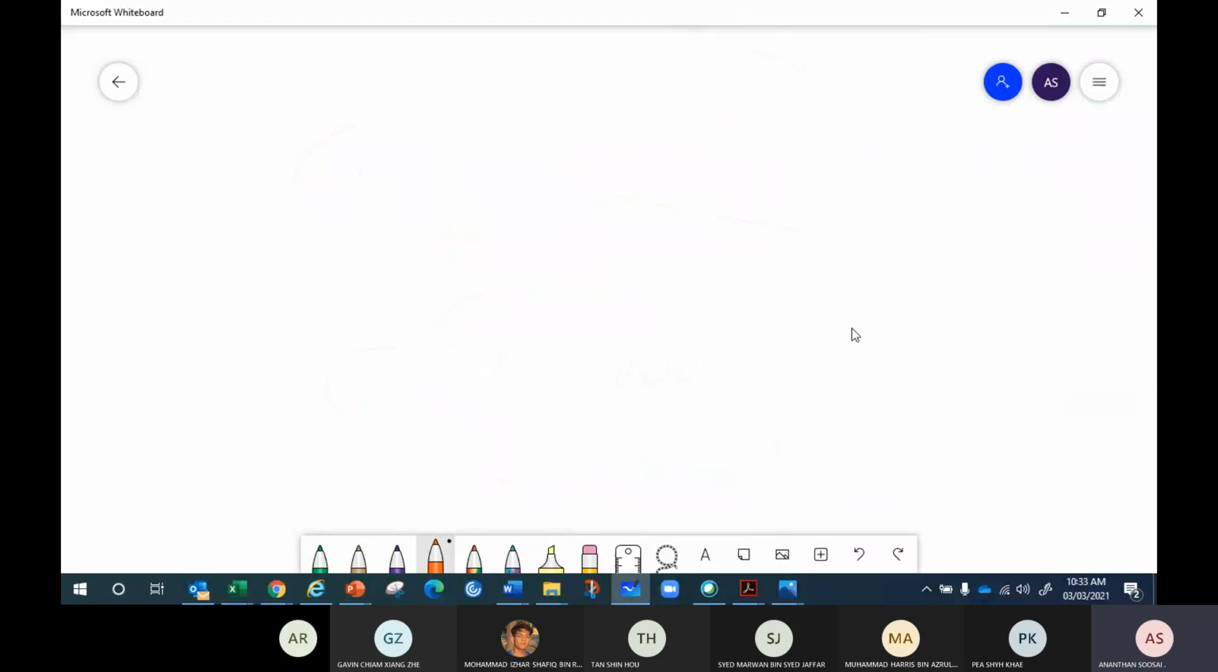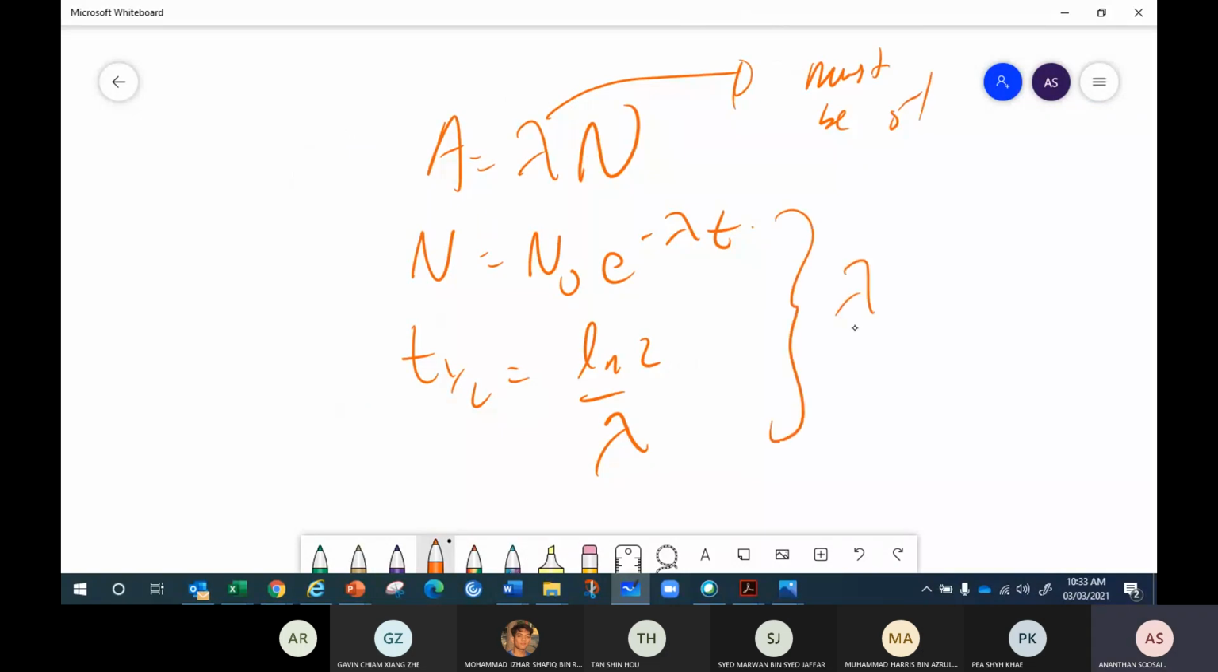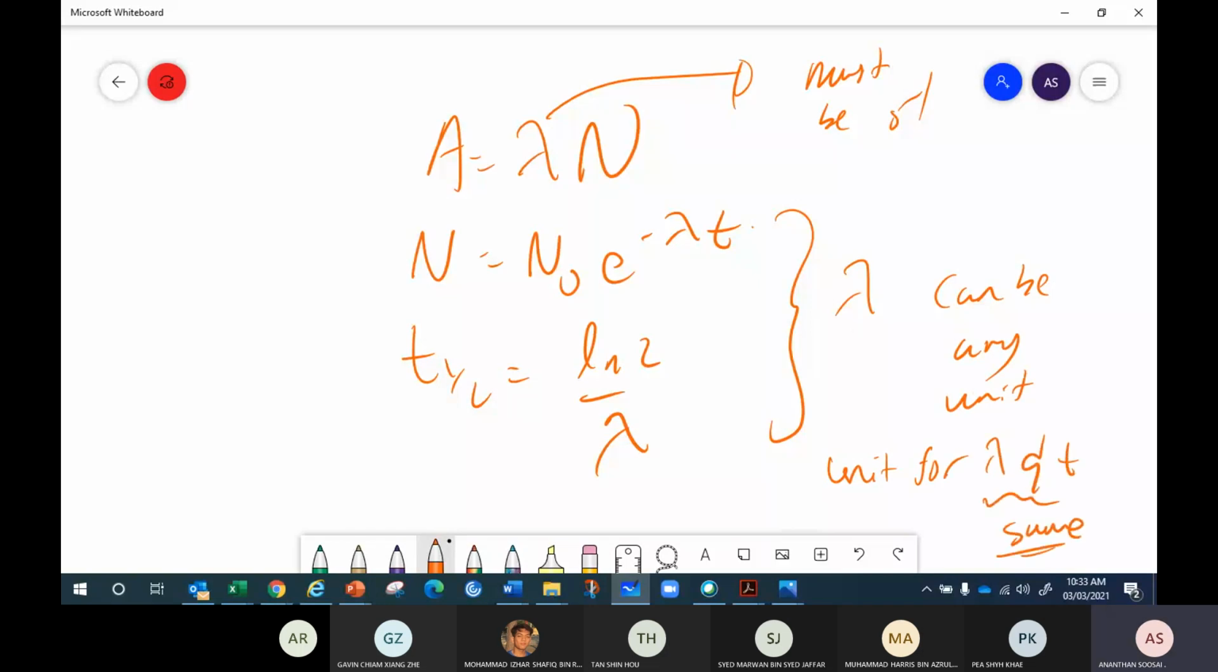So what are the three formulas you know? A equals lambda N. N equals N naught e to the negative lambda T. Half-life equals ln 2 over lambda. Here lambda must be per second for the first equation. For these two equations, lambda can be any unit, but the unit for lambda and time must be the same. Remember.